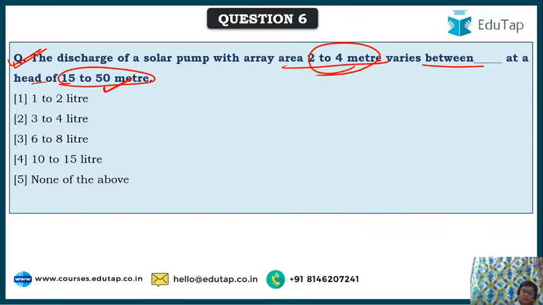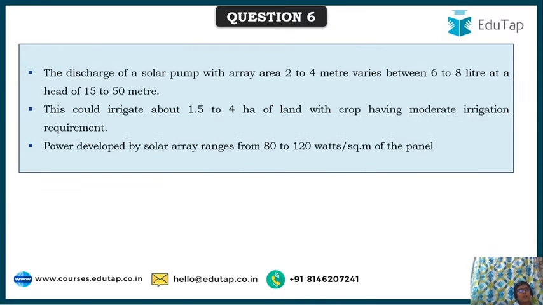Okay, Shailaja. So let's see the answer. It's 6 to 8 liters. So these kinds of questions will be asked, especially in AFO. Yes, in NABARD also they can ask in the mains exam, where the quality of questions would be a little bit higher. So yes, it is 6 to 8 liters, and this could irrigate about 1.5 to 4 hectares of land with crop having moderate irrigation requirement.